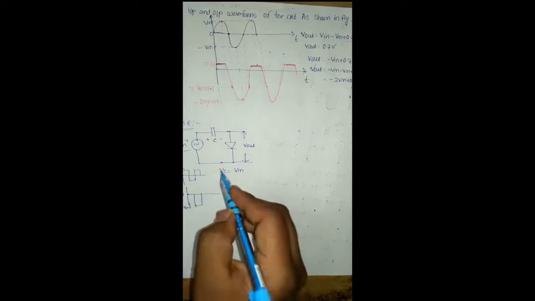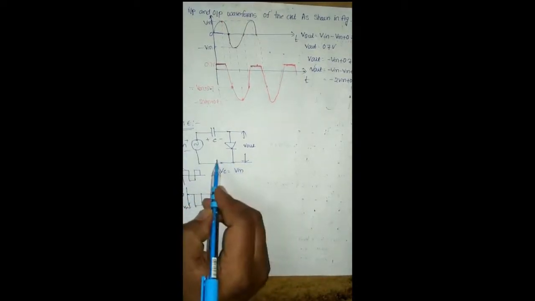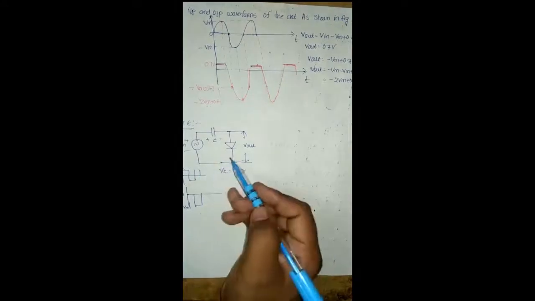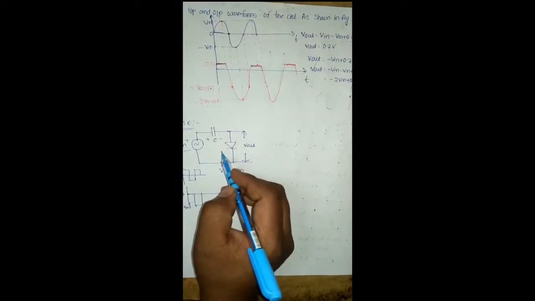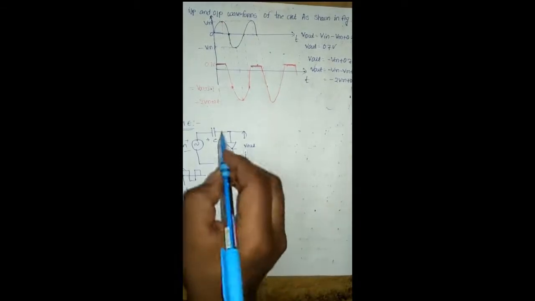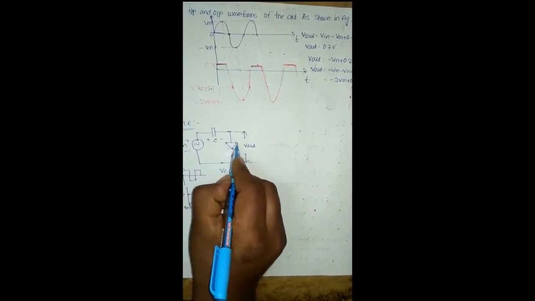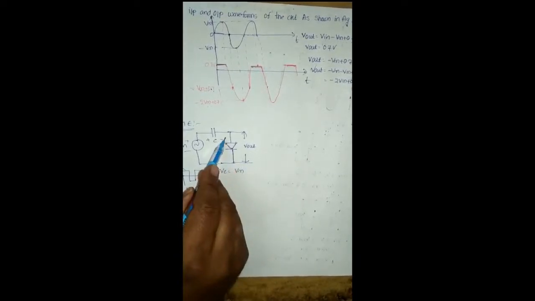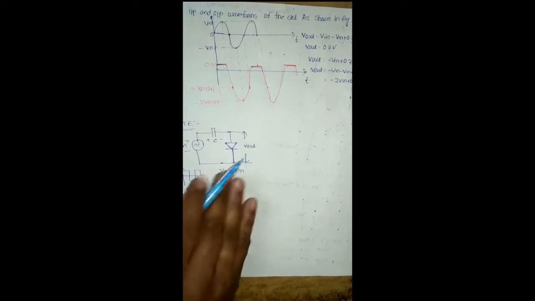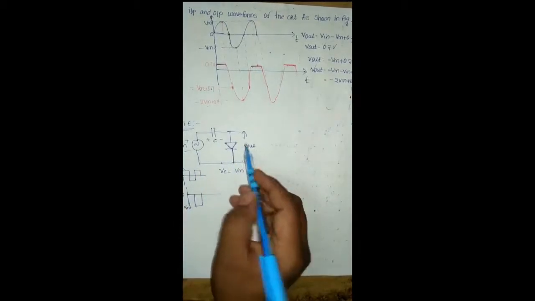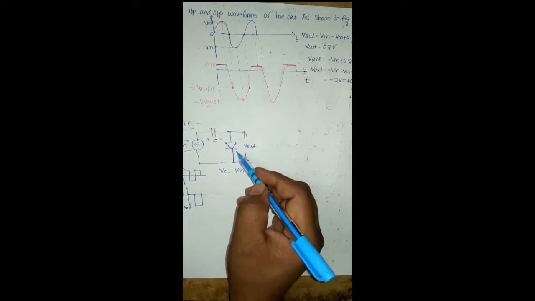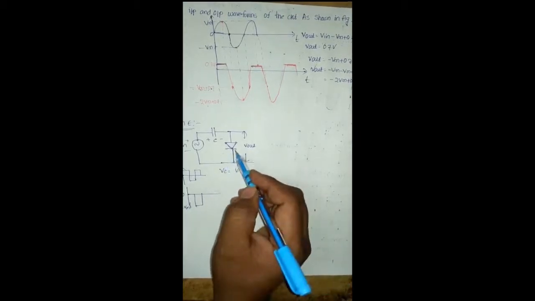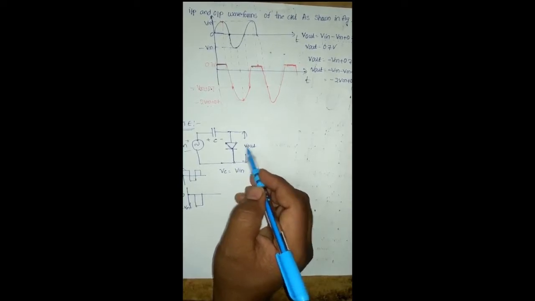With respect to this circuit, we conclude one important point: in some examinations they directly give a circuit like this and ask whether this circuit is a positive clamper circuit or a negative clamper circuit. Here in this circuit the diode cathode terminal is connected to the ground. It means that the input voltage is clamped to the negative side. So based on this diode position we identify whether the circuit is a positive clamper circuit or a negative clamper circuit. Okay, thank you.